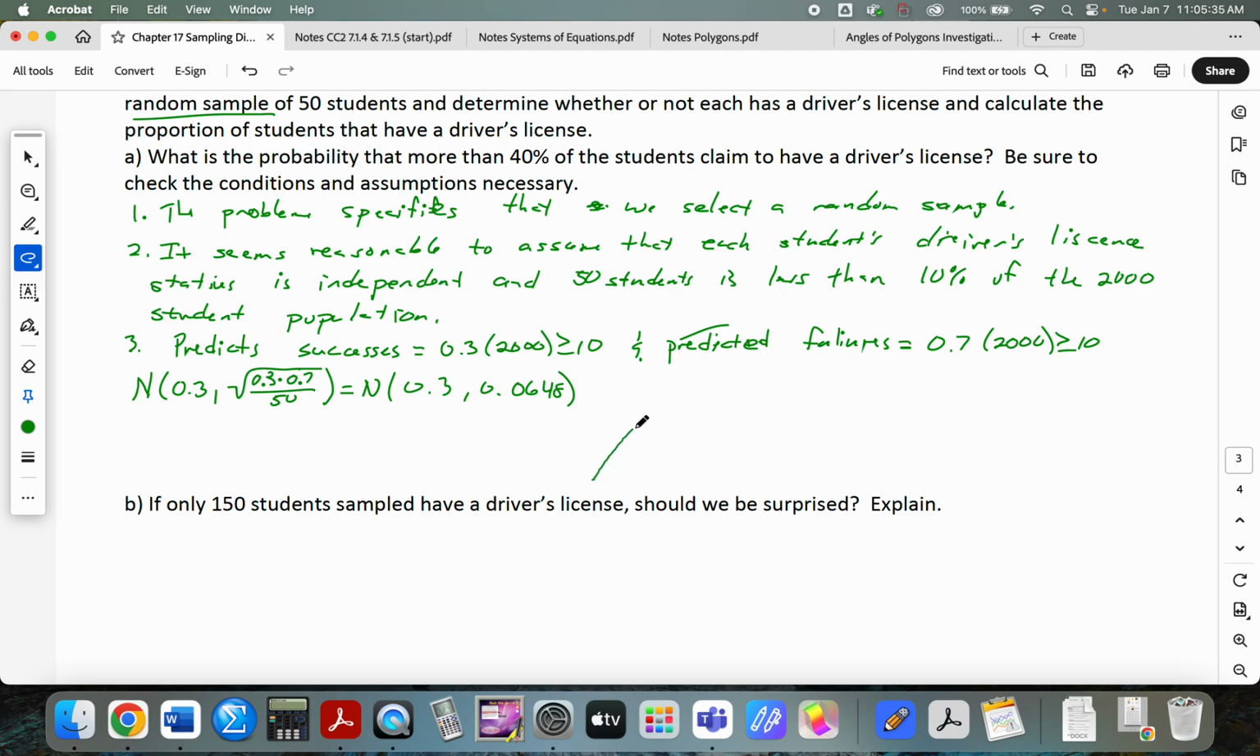And I want the probability, that's a really bad normal curve, that we get 40% of the students. So the mean proportion should be 30%. We want the probability that more than 40%, that's what we're looking for.